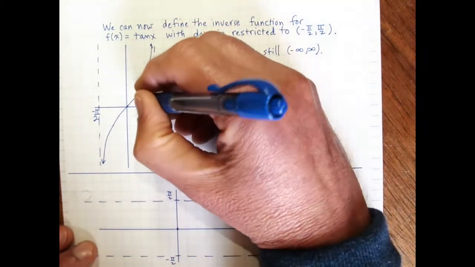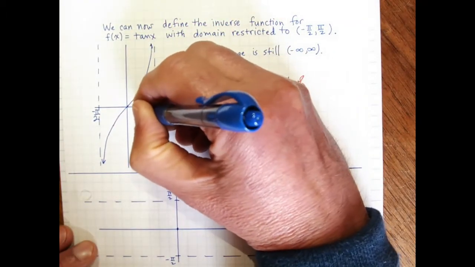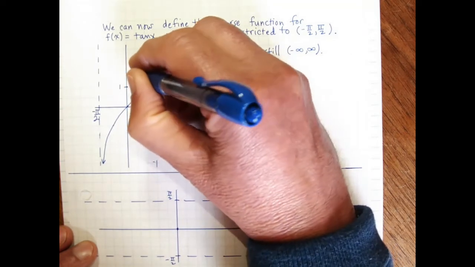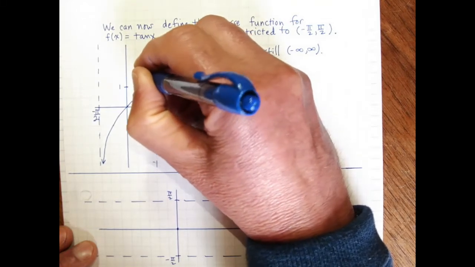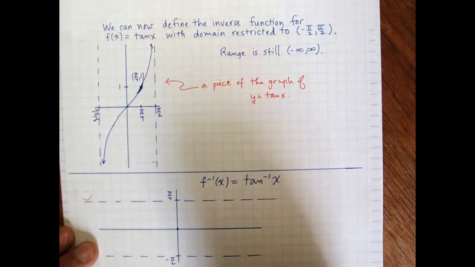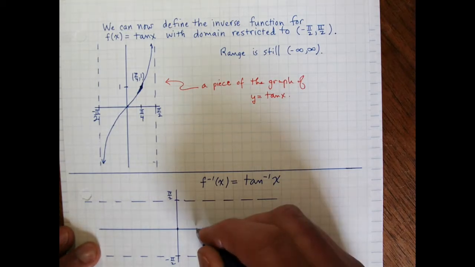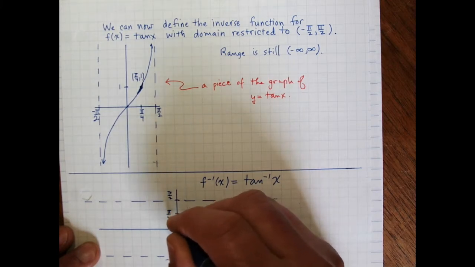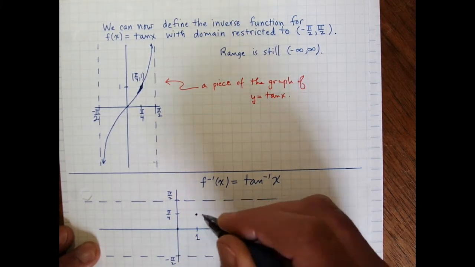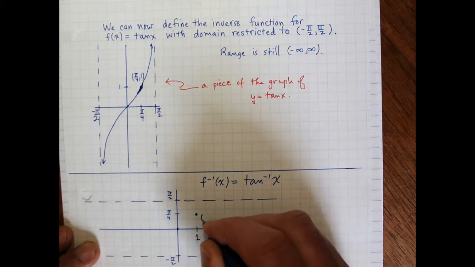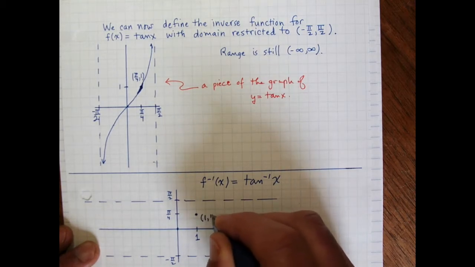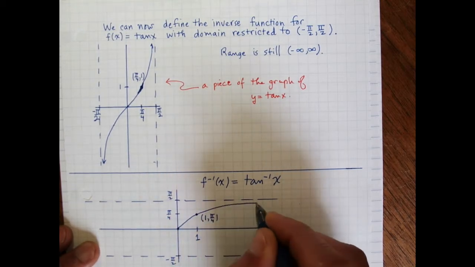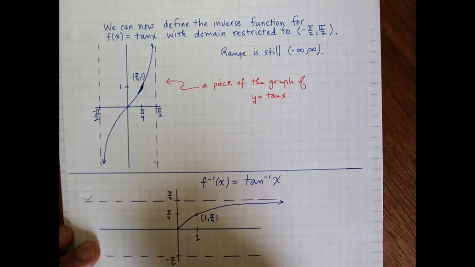Now, I'm not going to ask you to always label the pi over 4 points, but just notice we have pi over 4, 1 is a point on the graph of the restricted tangent. So 1, pi over 4 would be a point on the graph of the inverse function. So the first coordinate's 1, second coordinate's pi over 4. And we're going to get a curve something like so.